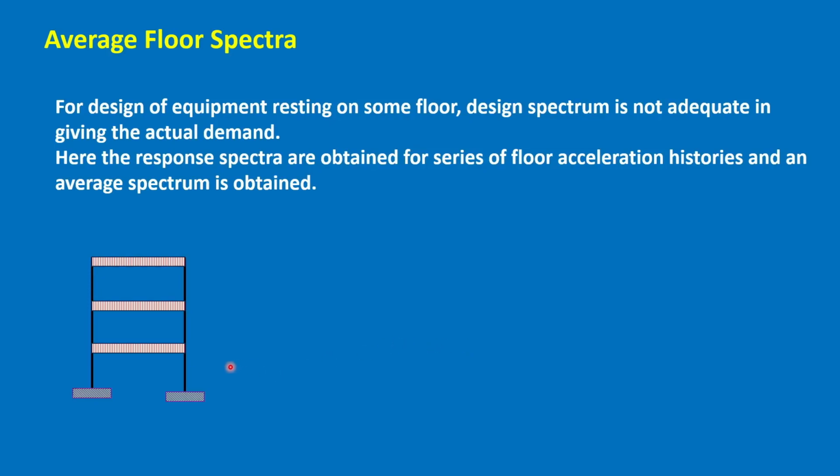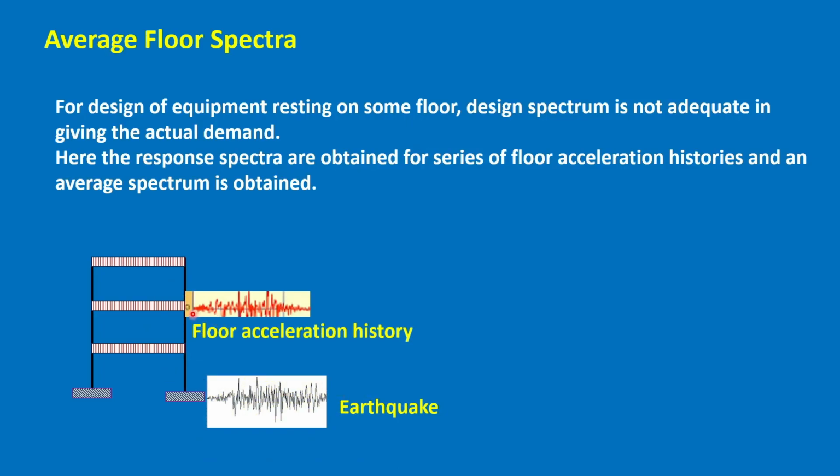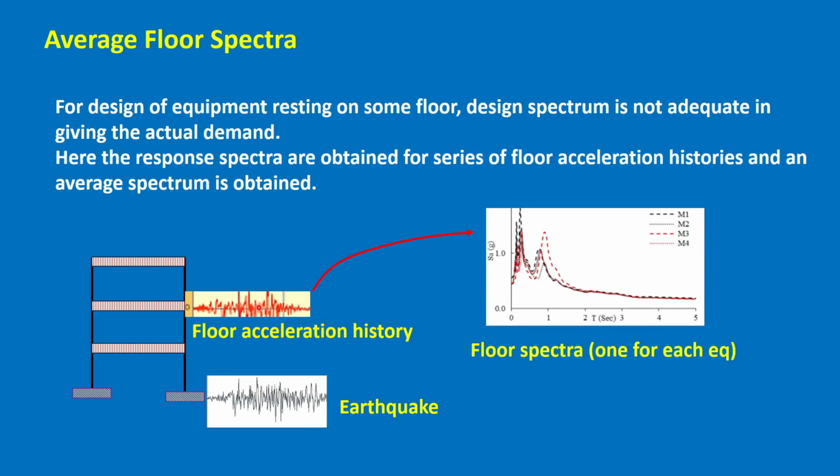It is shown here diagrammatically. We have a building here and an earthquake is taking place at the base of the building. As a result, the floors are getting accelerated and they have their own acceleration response history. That can be obtained through time history analysis. So now this is an earthquake which is taking place at this floor level. And any earthquake has its corresponding response spectrum. So I can draw a response spectrum of this earthquake, which will be the response spectrum for the floor.